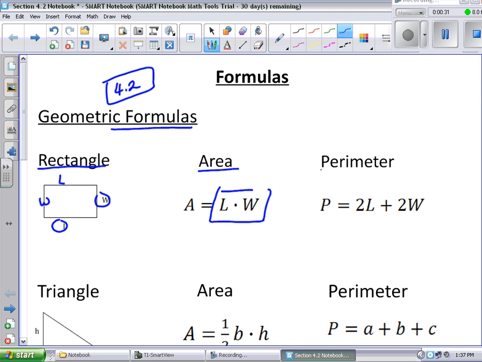When we're looking for the perimeter of a rectangle, we're going all the way around. We have two lengths and two widths, so we will need to add all the way around. We'll need to add both of the lengths and both of the widths together. Perimeter is equal to twice the length plus twice the width.